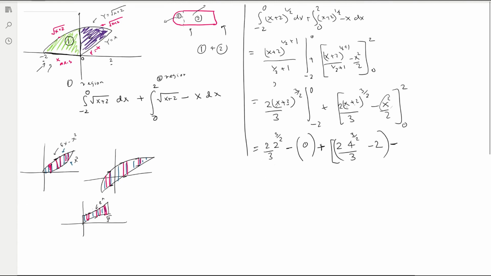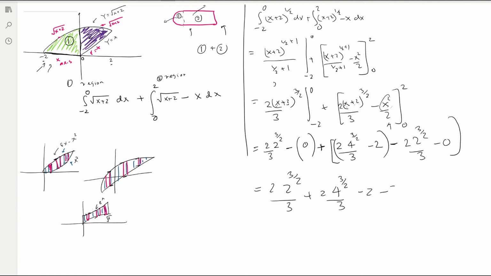So if you substitute 0, 0 plus 2 is 2. So 2 to the 3 over 2 over 3. If you substitute 0 here, it's 0. So this is 2 to the 3 over 2 over 3 plus 2 times 4 to the 3 over 2 over 3 minus 2 here minus 2 to the 3 over 2 over 3. So these two cancel out.